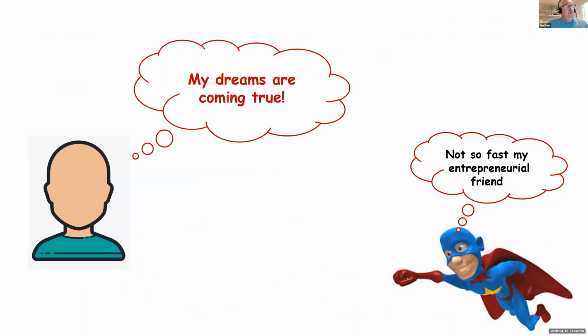So Weston says, my dreams are coming true. However, the bummer is that the accounting superhero says, not so fast, my entrepreneurial friend. And that is where we leave the first part of the story.